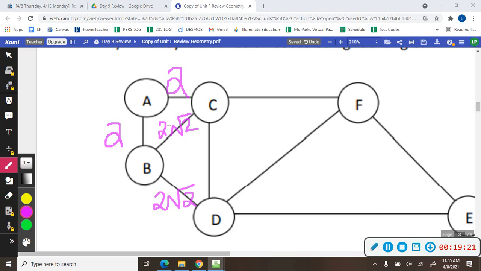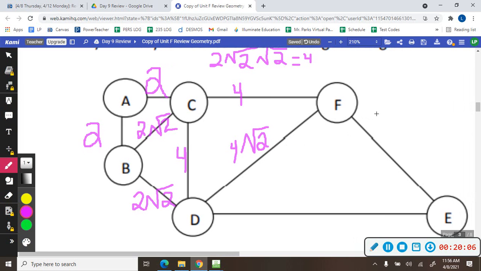So then to find this, I have to take 2 square root of 2 times square root of 2. So let me think, what is 2 square root of 2 times square root of 2? The square roots cancel, making 2, so that's 2 times 2 is 4. Now I know this is 4. So that's also 4. If that's 4 and that's 4, then that's 4 square root of 2 right here. If that's 4 square root of 2, then this is 4 square root of 2.